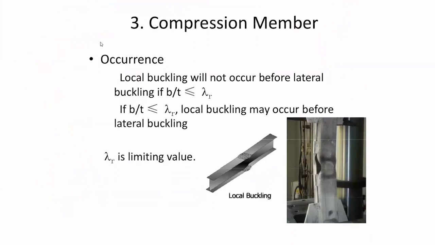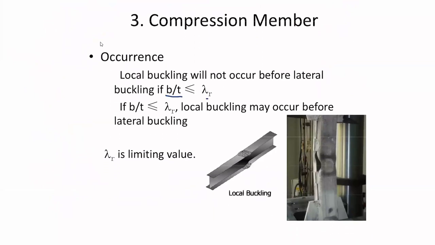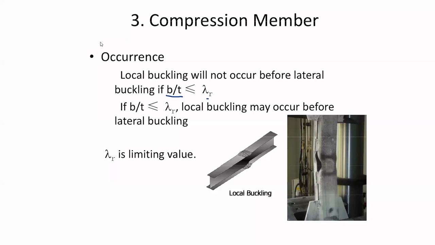If this ratio does not exceed the limiting value lambda r, the local buckling will not occur before lateral buckling. If your ratio is larger than lambda r, the limiting value, the local buckling may occur before the lateral buckling. Therefore, your member will be unable to reach F critical, because this will occur before your member actually goes sideways. Okay?